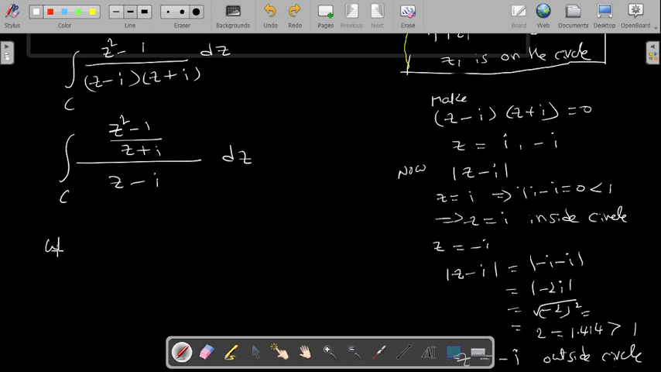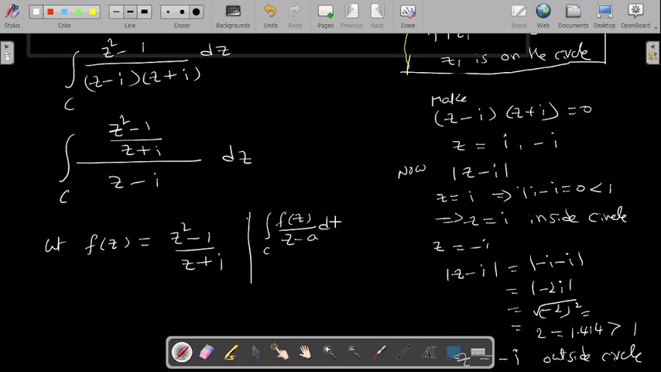After that, let f of z equal to whatever the numerator is, so f of z equal to z square minus 1 by z plus i. Next, what is Cauchy's integral formula? Integral C of f of z by (z minus a) dz is equal to 2 pi i into f of a. This is Cauchy's integral formula.